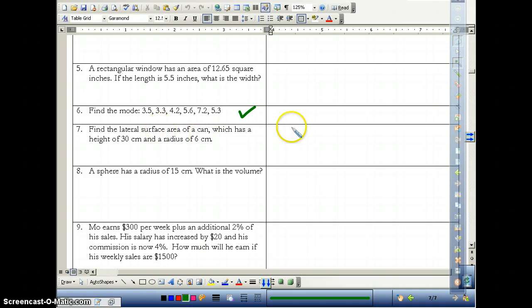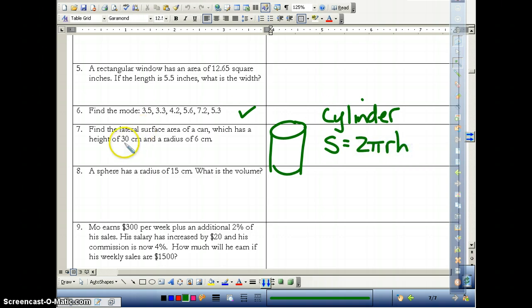Find the lateral surface area of a can. Lateral surface area, this is a cylinder. I need a formula. If you look on your formula chart, lateral surface area is this. The height is 30, and the radius is 6. I would use 3 for pi. The number's this easy. Go ahead and use 3.14.